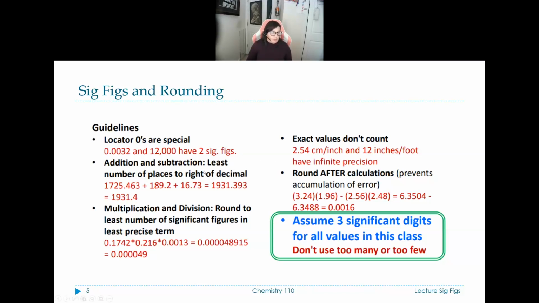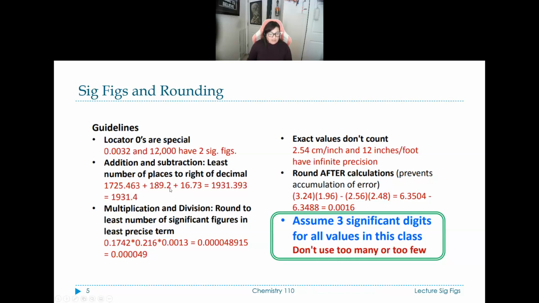do addition and subtraction with significant figures, okay, say we have one that has 3 decimal places, one that has 1 decimal place, and one that has 2 decimal places. We're going to add all 3 of those numbers together just like we always do and give us this answer that doesn't take any of that into account. And that gives us 1931.393.